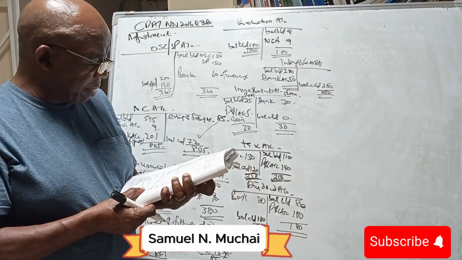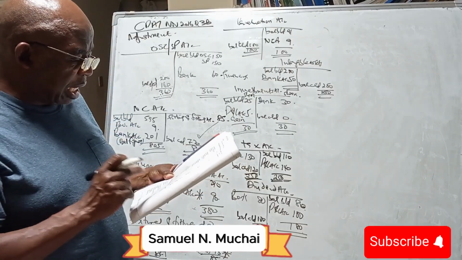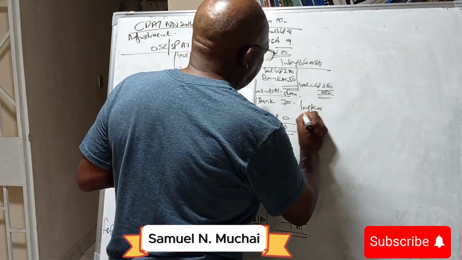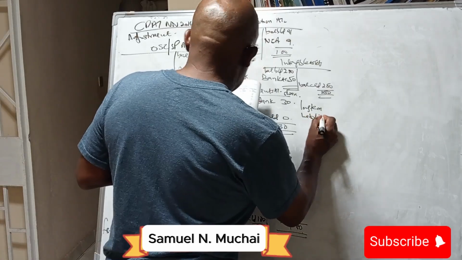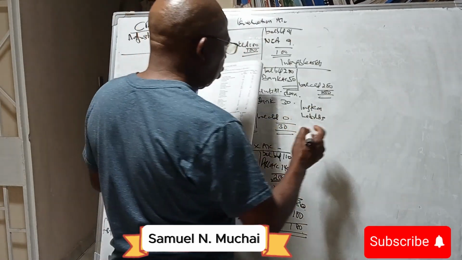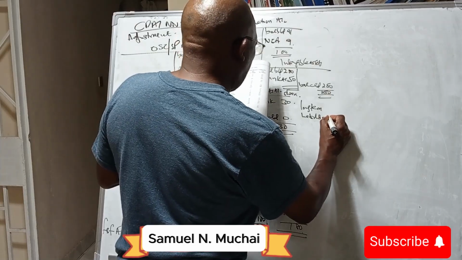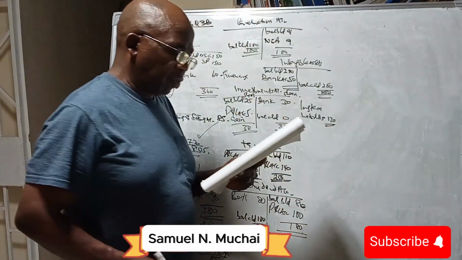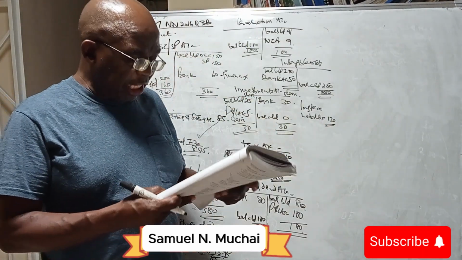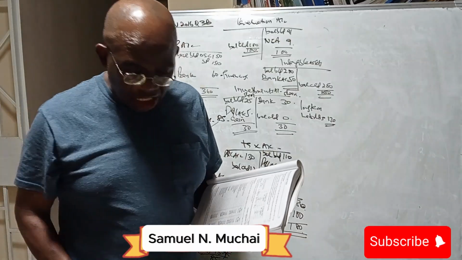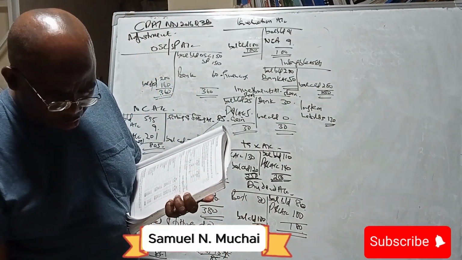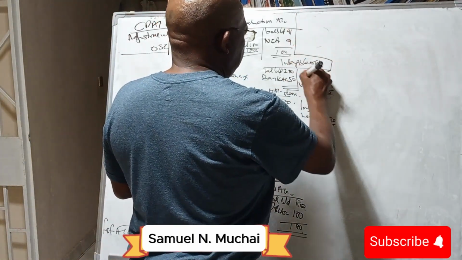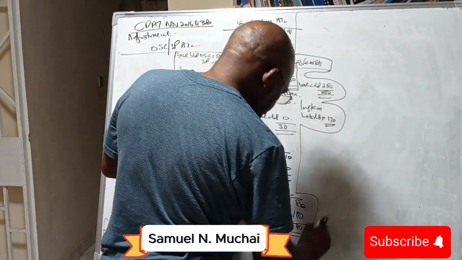Then you go to long-term liabilities. You can see long-term liabilities are increasing from 50 to 170. It is increasing by 120, and therefore it is a cash inflow. Now, once you do that, you prepare your statement of cash flows.